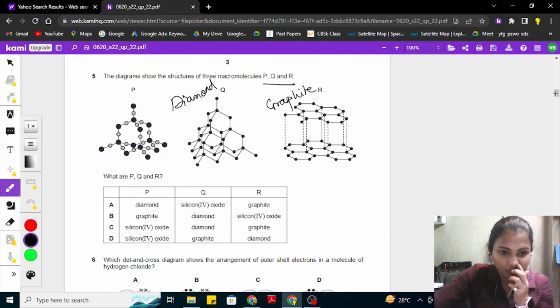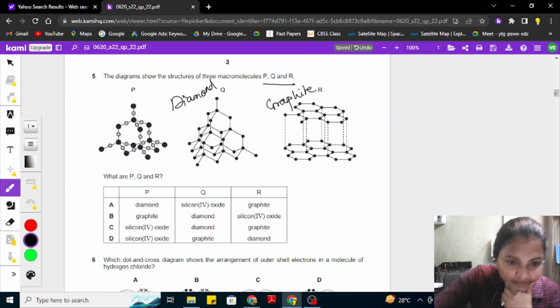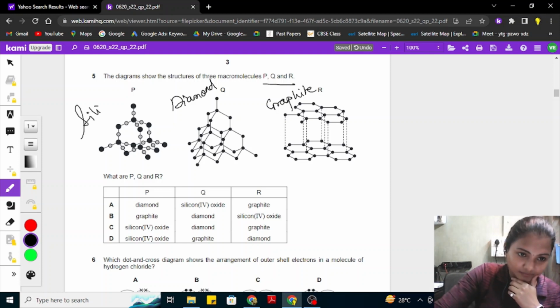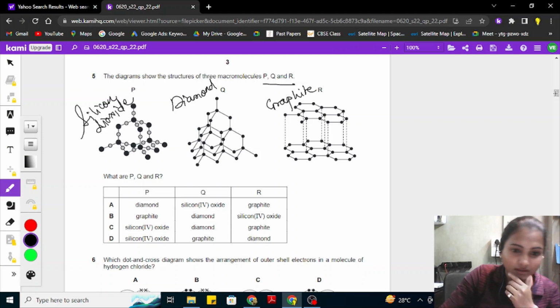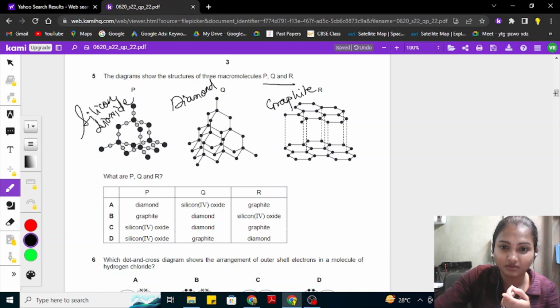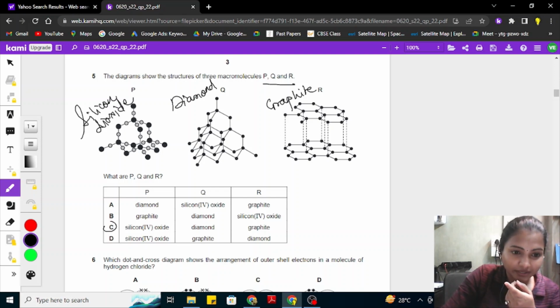And P is definitely silicon dioxide. Q is diamond because of the tetrahedral three-dimensional structure, and graphite, each layer of graphene, and the van der Waals force and another level of graphene. So our correct option is C for us.